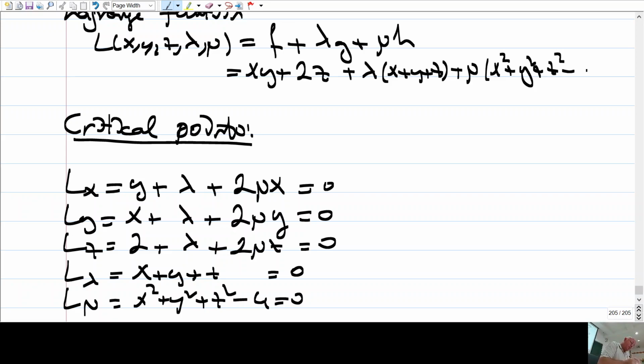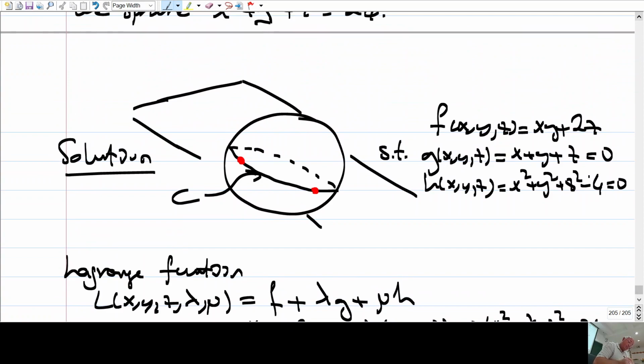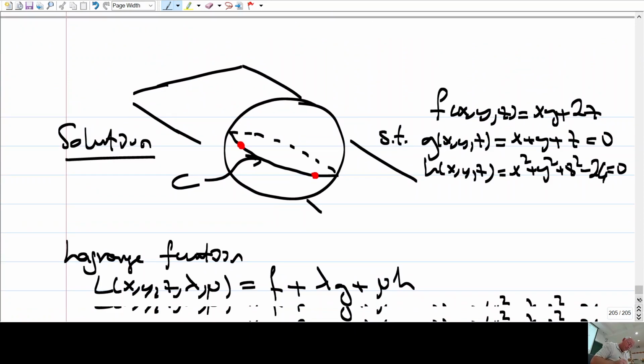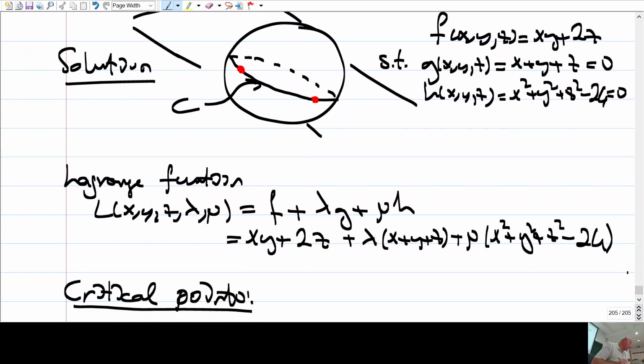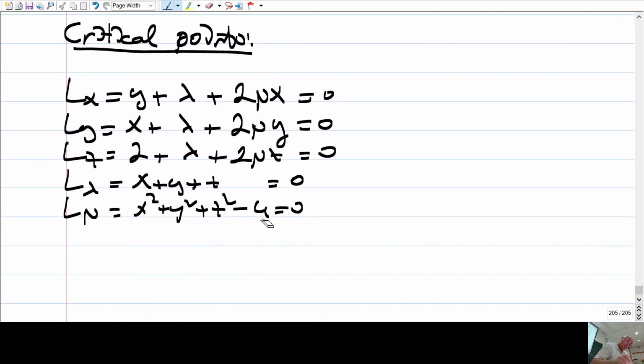Ha, evet. 24 olacaktı bu. Özür dilerim. Değil mi? Evet, bunu yanlış yazmışım da ondan. 24. Bakayım. Evet, 24. Özür dilerim. So, 24. Peki. I have 5 equations and 5 unknowns.